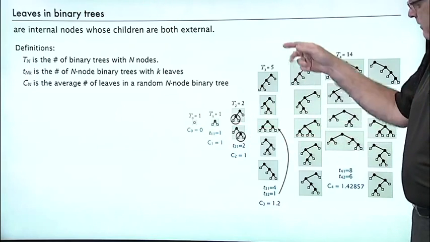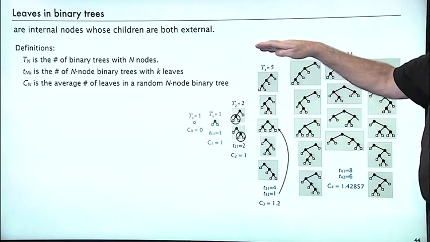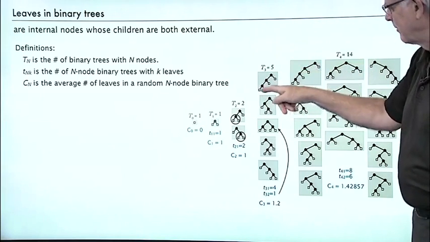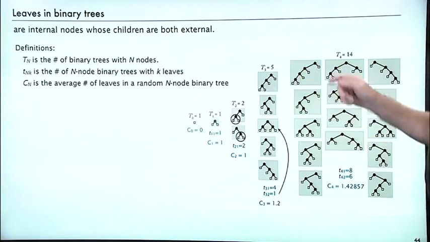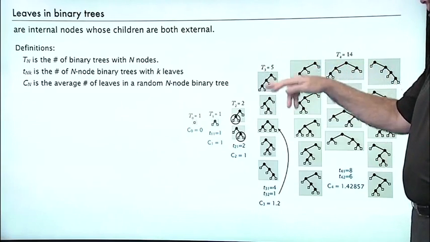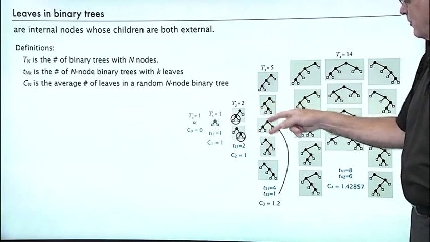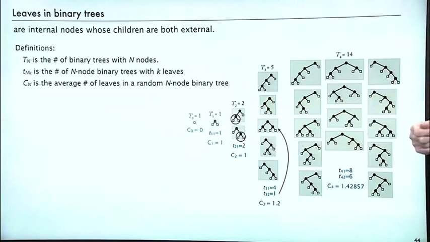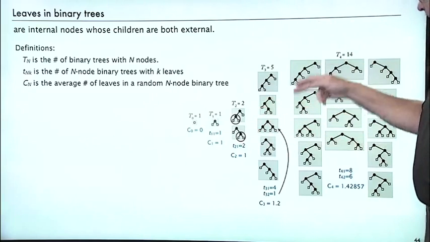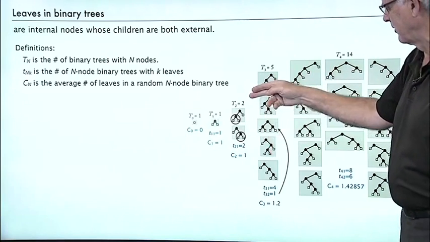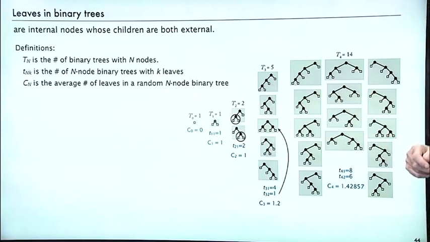So if we wanted to do all the counts, T of n is the number of binary trees with n nodes. T n k is the number of n-node binary trees with k leaves, so T 2 1 equals 2. There are 2 of them that have one leaf. And C n is the average number of leaves in a random n-node binary tree, so that's the ratio of those two, so C 2 equals 1.